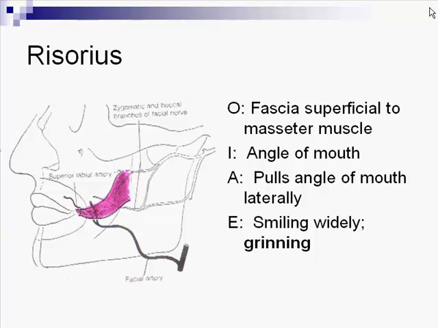Risorius is the small muscle which runs forward on the surface of the buccinator. If you look at the origin and insertion, it would make sense that the action would pull the angle of the mouth laterally. The expression is smiling widely, grinning.